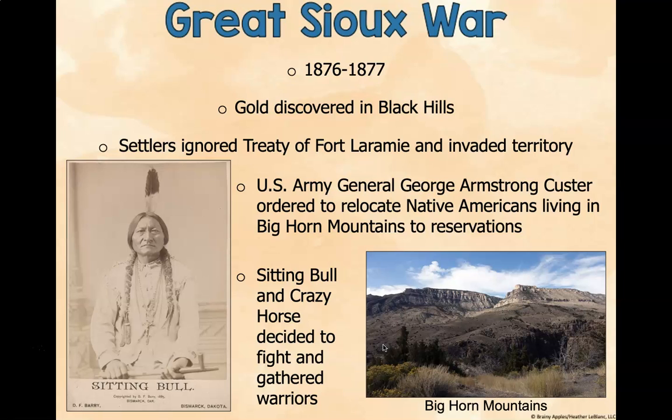Another war, we have the Great Sioux War, 1876 to 1877. Gold was discovered in the Black Hills, and settlers ignored the Treaty of Fort Laramie, and they invaded Native American territory. So they broke the agreement. U.S. Army General George Armstrong Custer was ordered to relocate Native Americans living in the Bighorn Mountains to reservations. So again, they removed them from their land because the Americans were trying to take the gold. Sitting Bull and Crazy Horse decided to fight, and they gathered warriors. So again, I told you he's a very famous Native American tribe member. So this is Sitting Bull, and this is a picture of the Bighorn Mountains.